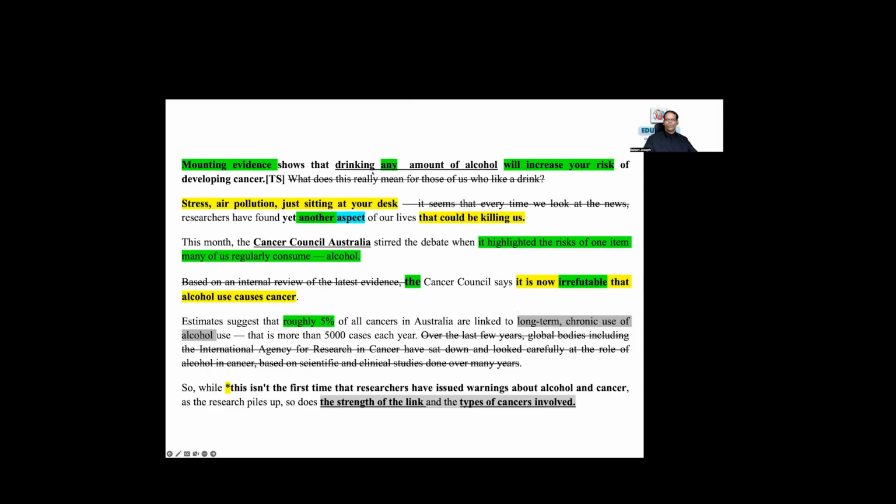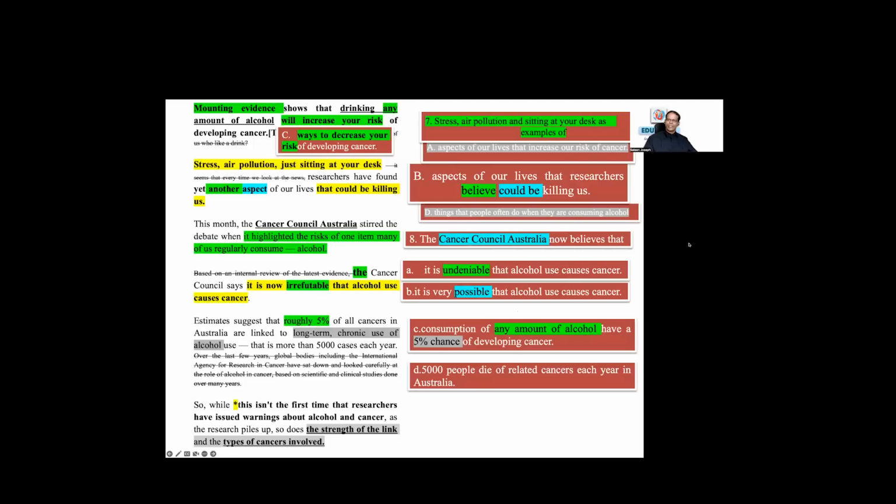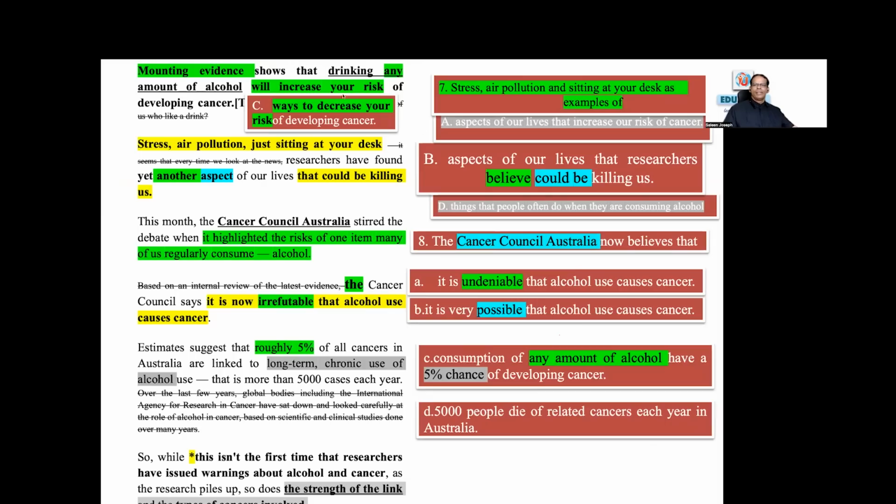So this is how, if you take different sentences, we will analyze that in another different way. I have put it to complete, I did not get time to complete the whole thing. Anyhow, we'll see how we can understand these things. Mounting evidence and questions here. Aspects of our lives that increase our risk of cancer. It's not mentioned there. Stress, air pollution, all those things. Aspects of our lives that researchers believe could be killing us. So D, things that people often do when they are consuming alcohol, that's not given there.